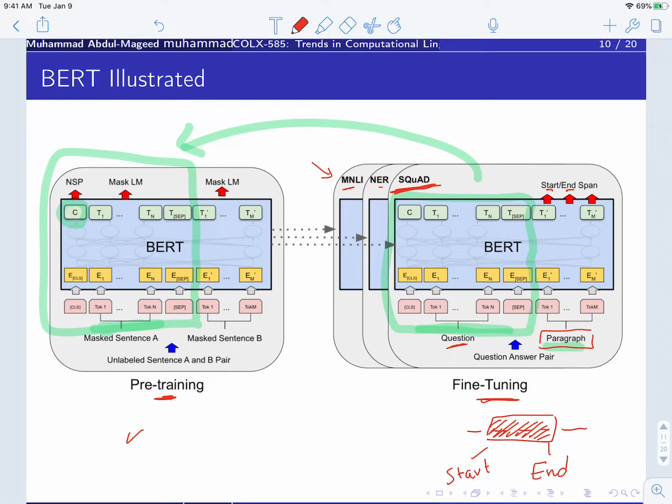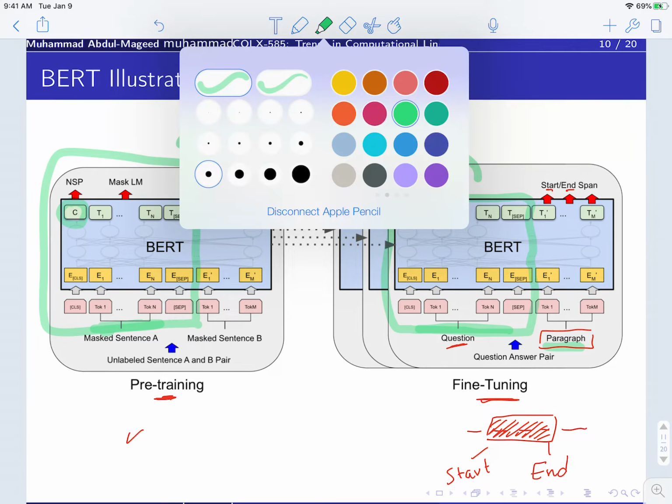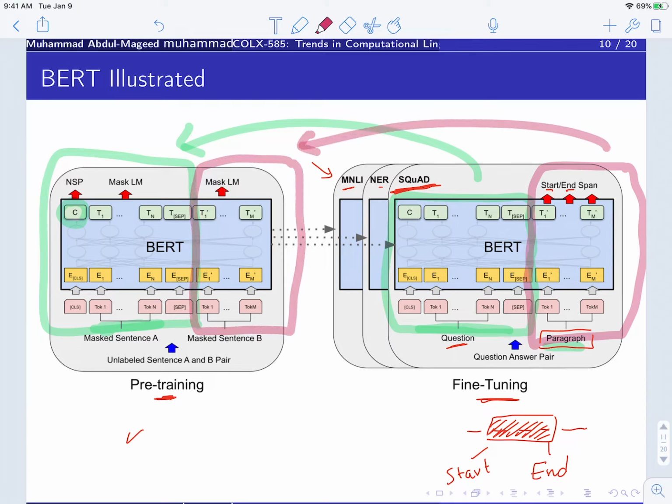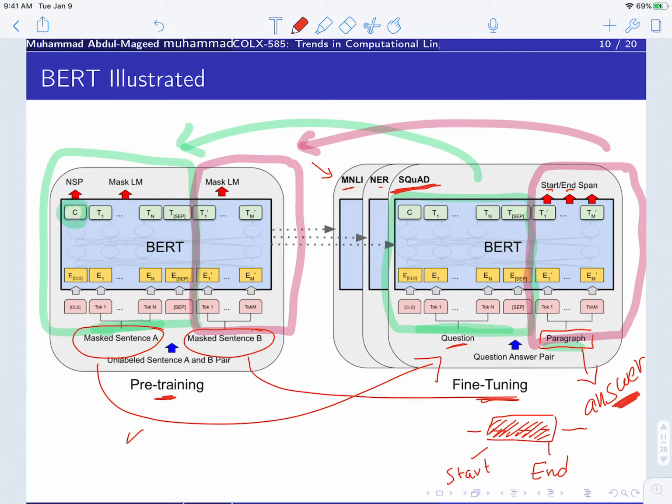All right, so this part is a different color. Is analogous to this part. Okay, and because the answer, so the paragraph here is basically the answer. The answer comes from the paragraph. Okay, so yeah, I hope you can see the analogies. This is sentence A part and this is sentence B part, and sentence A is analogous to the question, sentence B is analogous to the answer.